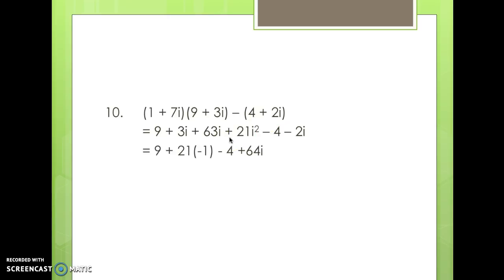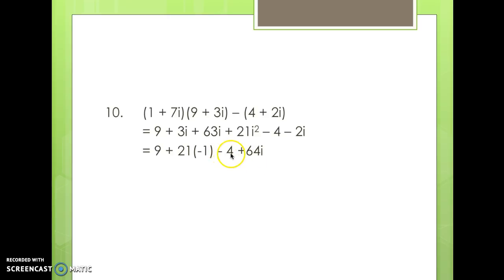So when we combine like terms, since it's i squared, we're going to turn it into a negative 1. So we're going to take 21 times negative 1. We are also going to combine our 3i and our 63i and our negative 2i. And when we combine those, we get a positive 64i.